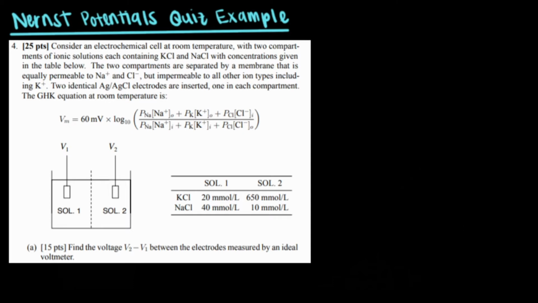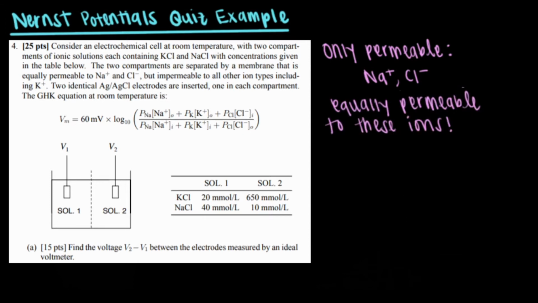Okay, so here we want to focus on the fact that the membrane is only permeable to Na+ and Cl-, not to K+. We also want to note that the permeability is equal between those two, so P_Na and P_Cl can both be written simply as P. Now we want to look at the amount of sodium and chlorine ions in each compartment.